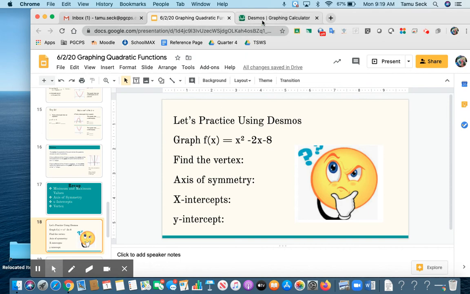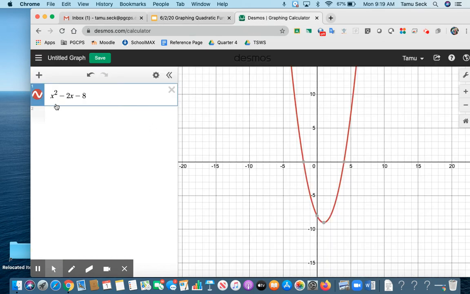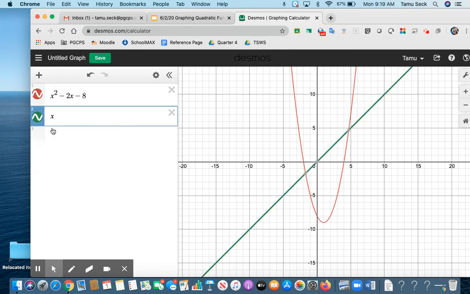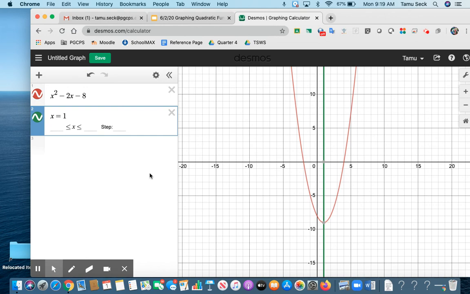Okay, we're going to look at the graph and we're going to identify the vertex, the axis of symmetry, the x-intercepts, and the y-intercepts. So we have x squared minus 2x minus 8. So the axis of symmetry is right here where the vertex is. So we can click on it in Desmos and we can see that that's when x is equal to 1. So I'm going to open up another expression and I'm going to type in x is equal to 1. And you can see the vertex now. It's a line that's going through.